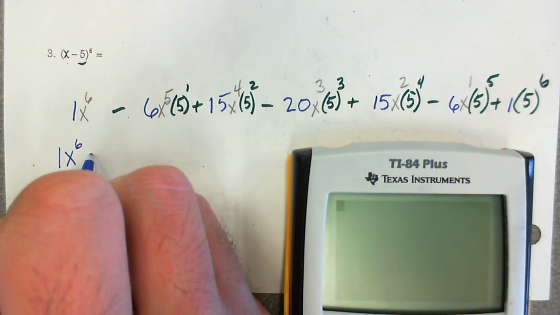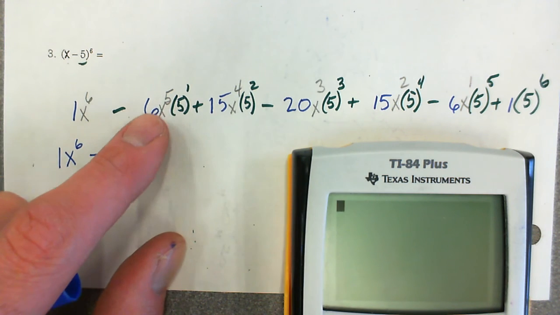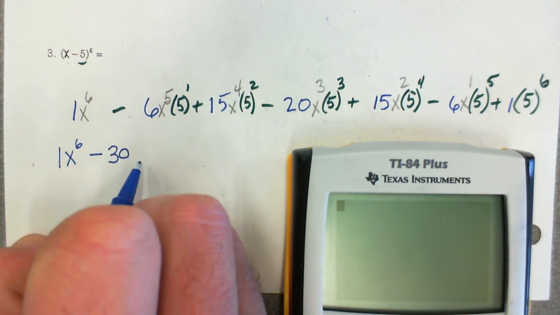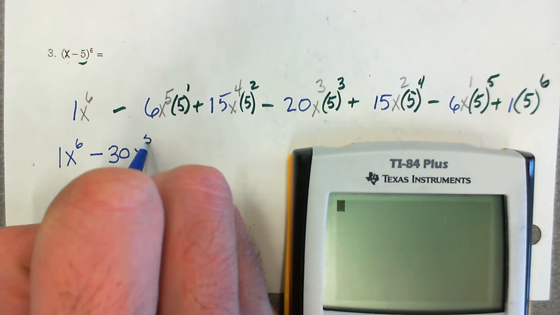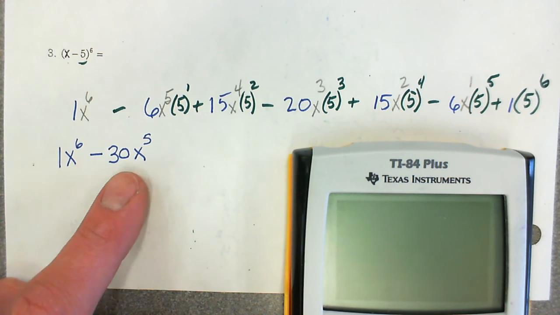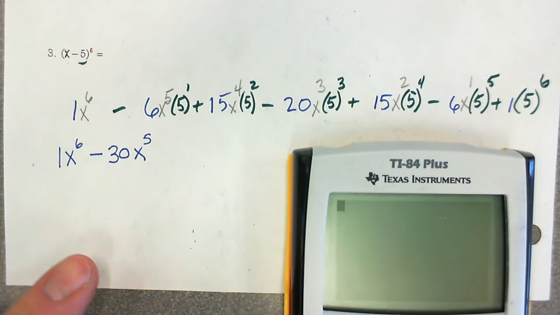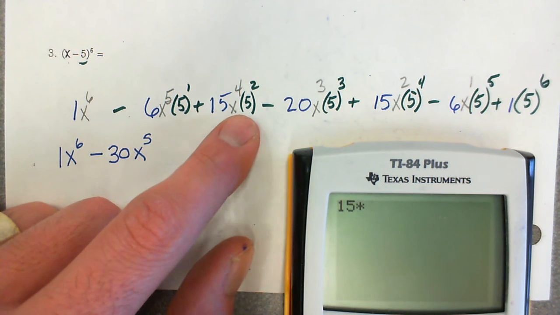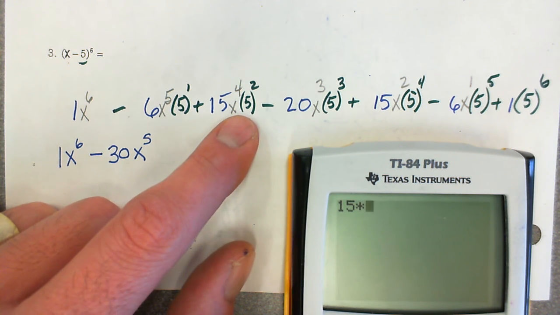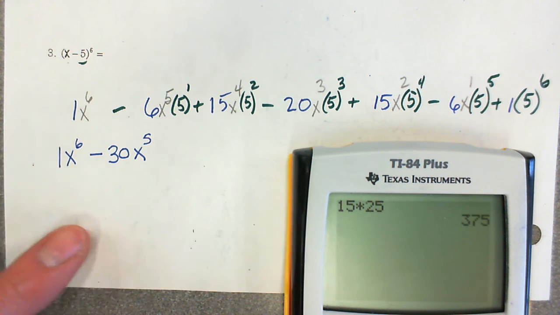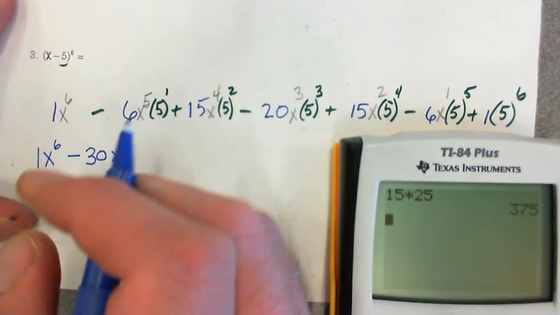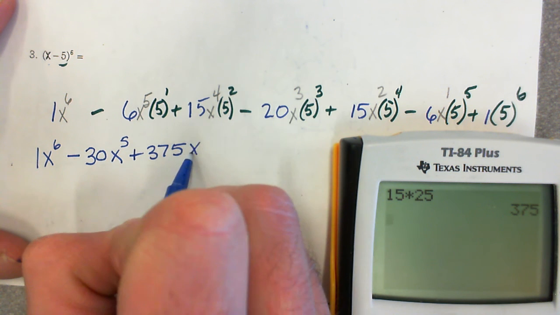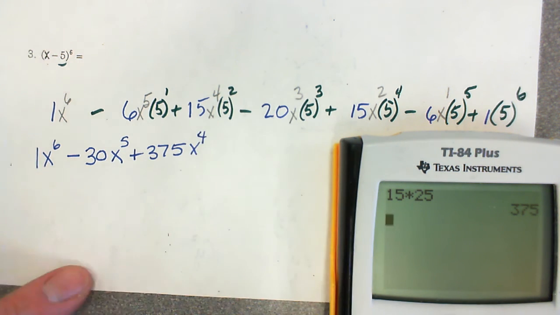So the first term, nothing really to do. This is just 1x to the 6th minus, here we've got 6 times 5 to the 1st. Well, that's easy. That's just 30. 6 times 5 is 30. x to the 5th power. Okay, now we're not going to have any y's here because we only have x terms. Now we got 15 times 5 squared, which is actually 25. So that's 375. So this is plus 375 x to the 4th.